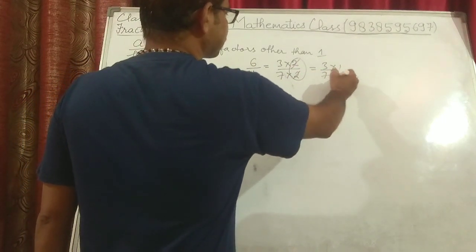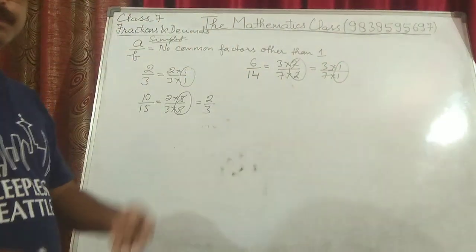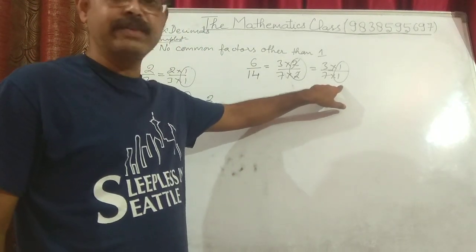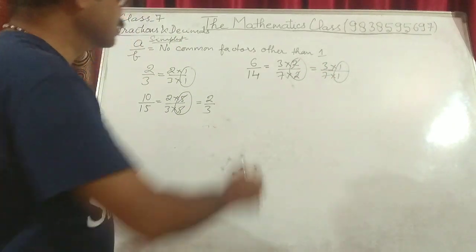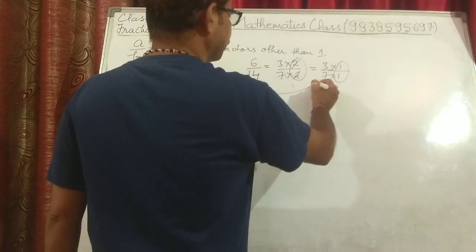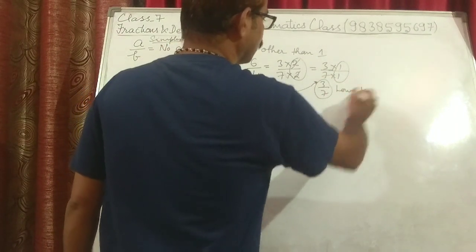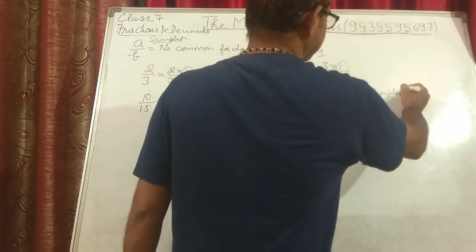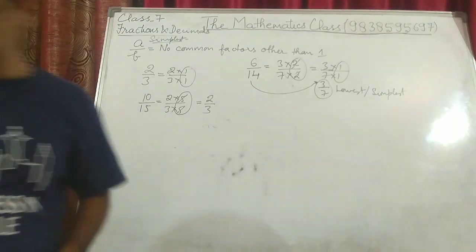Now 3 can be written as 3 into 1. 7 can be written as 7 into 1. So there are no common factors other than 1. What is common here? Only 1 is common. 3 and 7 are not common at all. So now 6 upon 14 has been converted to 3 upon 7, and this is the lowest term or lowest form, or can also be known as simplest form. So I hope by now simplest form or lowest form would be clear.